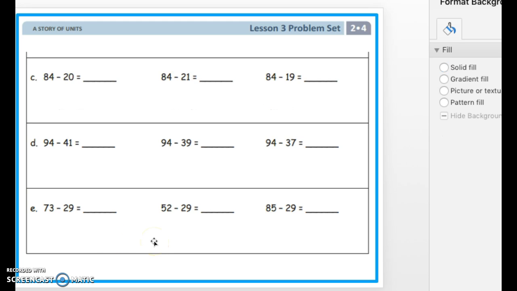You might want to use scrap paper or your dry erase board to solve those. And here's a few more. I know this is a long problem set today, but I know that you're going to be just fine too.